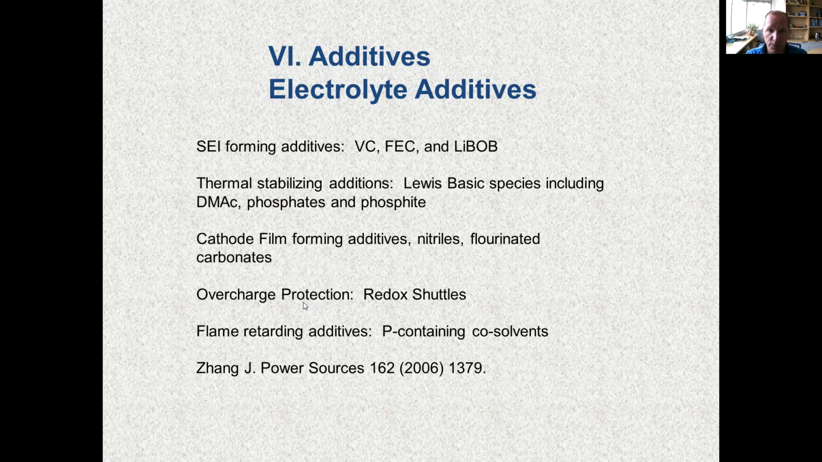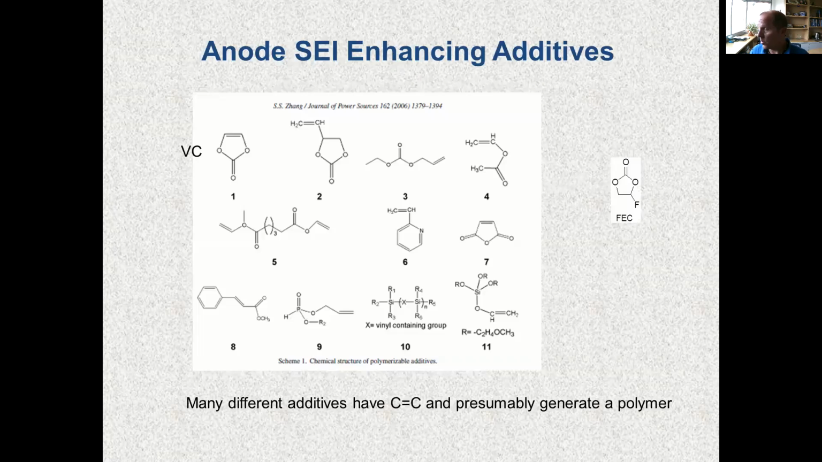There's also overcharge protection additives, which are redox shuttles, which basically can prevent the cell from going into overcharge. There are also flame retarding additives, which we already mentioned earlier, which are predominantly phosphorus containing co-solvents or also heavily fluorinated co-solvents. These can be used to inhibit the flammability of solvents and inherently make safer lithium-ion batteries. Some of the examples of these SEI enhancing additives are shown here.